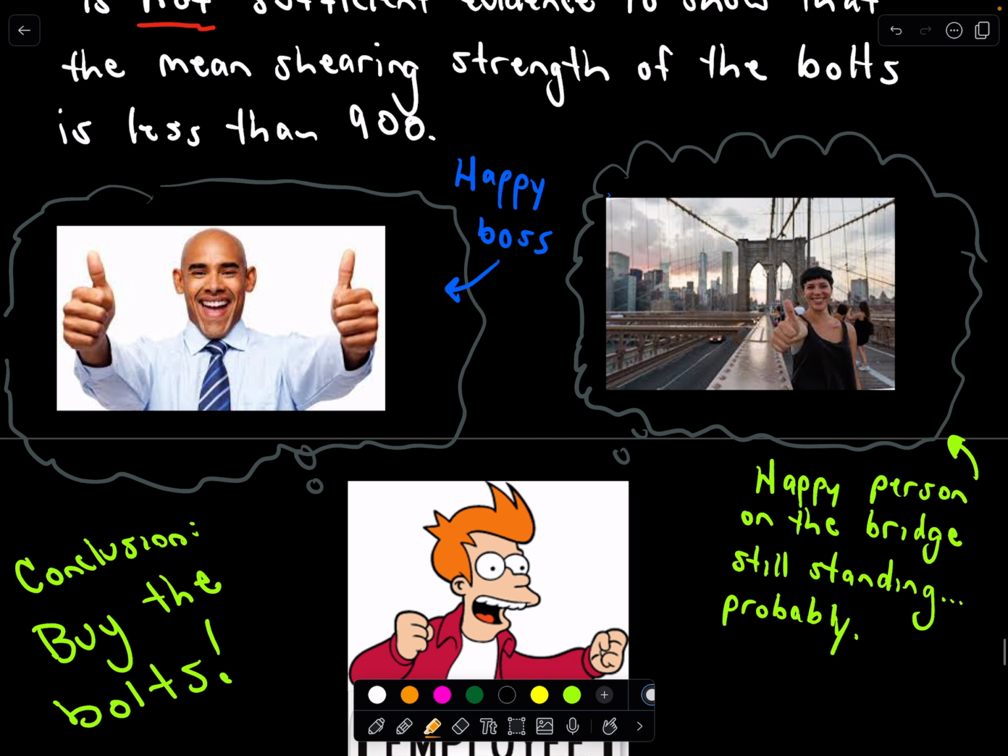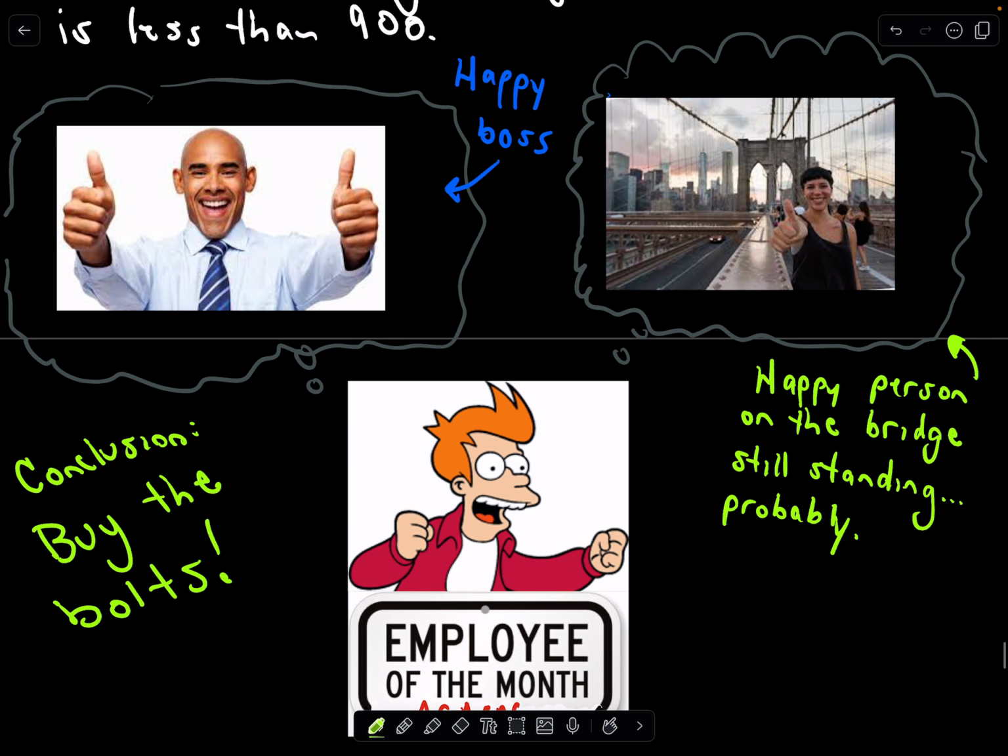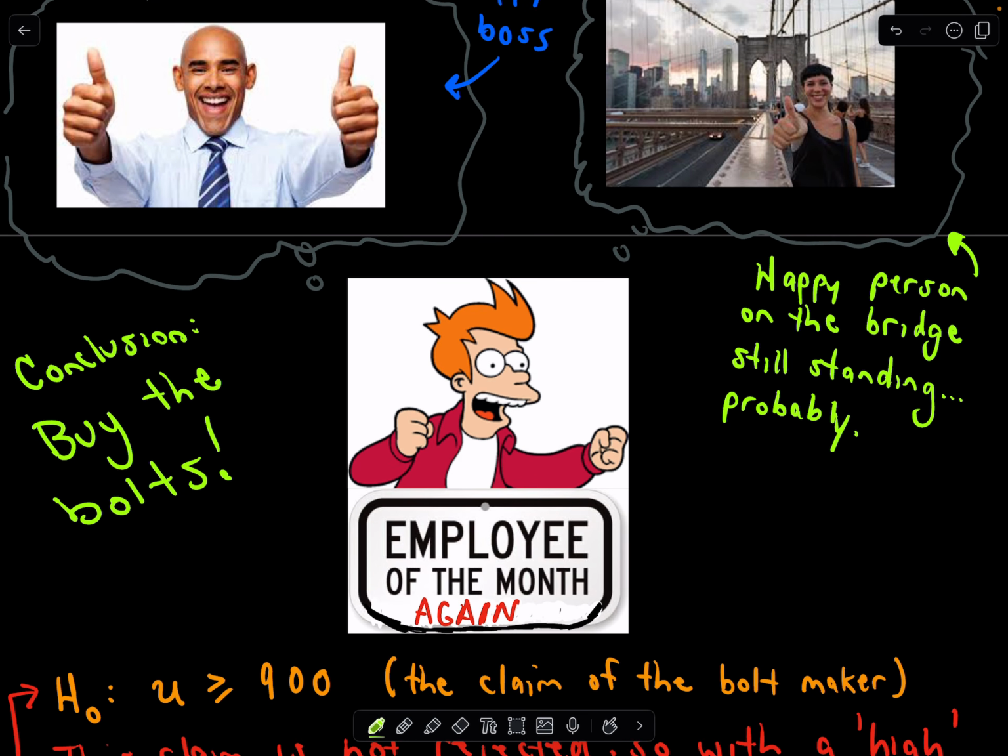So that's what happens, right? You go out there, you buy the bolts. The boss says, all right, good job. We're going to go build our bridge. And then you've got the happy person on the bridge, right? Because most likely those were good bolts. So that is now the end result.